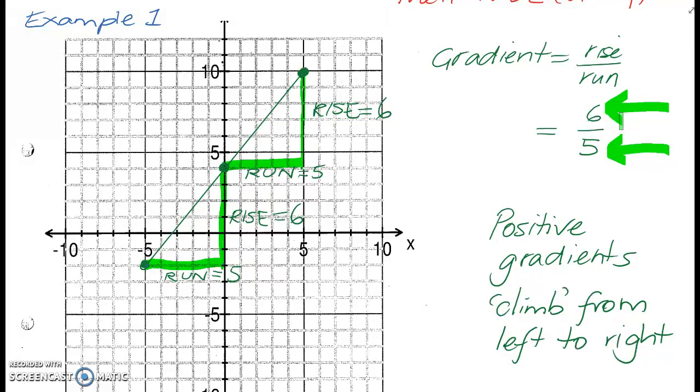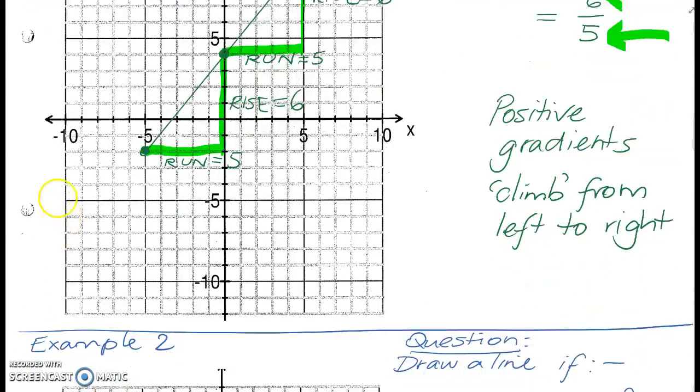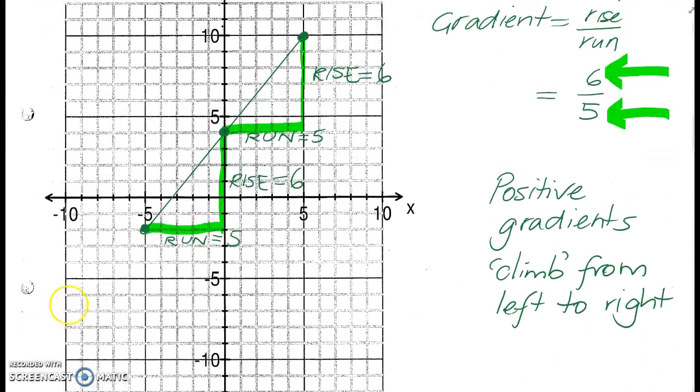Remember, the run is like the tread and the rise is like the riser on a set of steps. You would end up at the same point if you drew the steps, which we've done there in the highlighter. Positive gradients climb from left to right, we know that. So this is a positive 6 over 5. What if it was a negative 6 over 5? When I run, I would then drop.